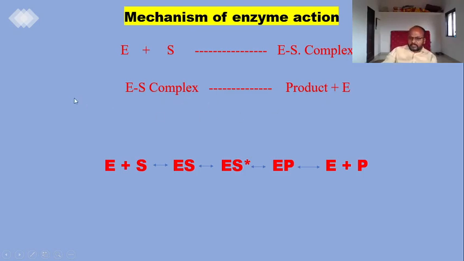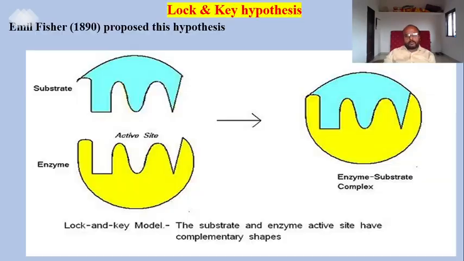And in the last, final step, after formation of the product, the enzyme is released and again acts on another substrate molecule. So this continues as long as there are substrate molecules in the reaction. This mechanism of enzyme action can be understood by two hypotheses. Emil Fischer in 1890 proposed the lock and key hypothesis.